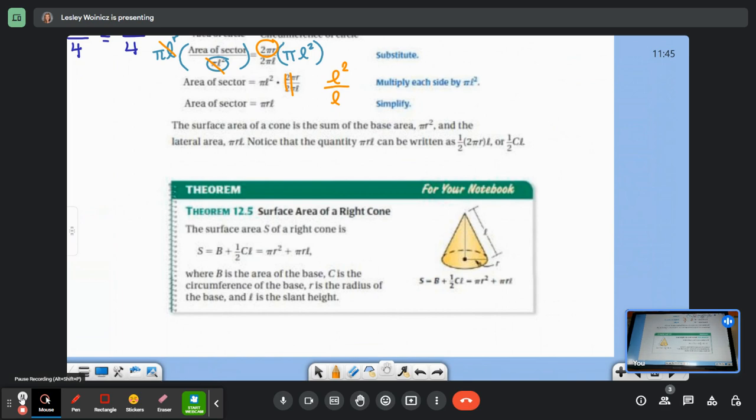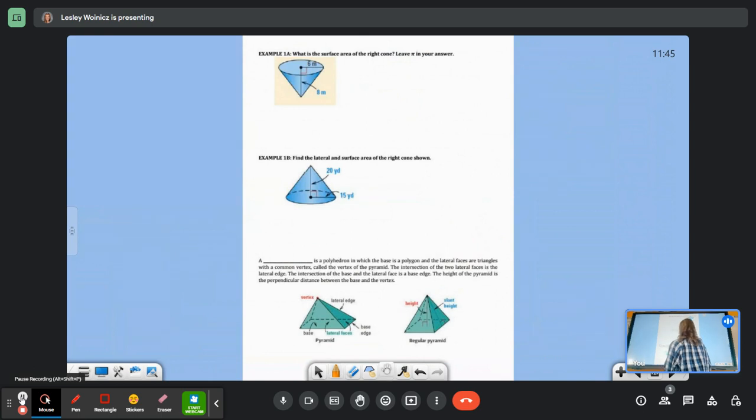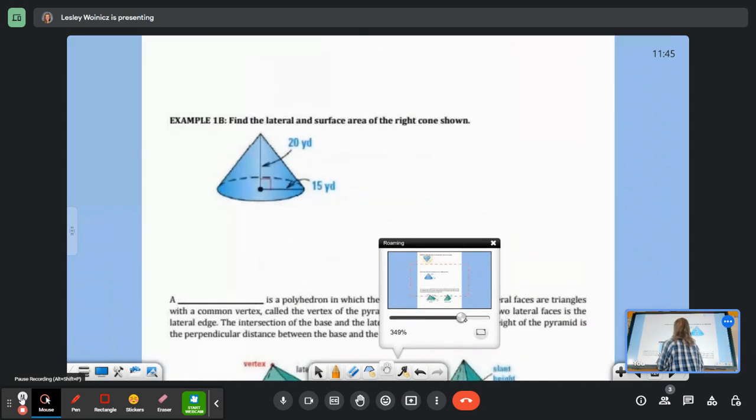Okay, so if we want the total surface area, we have to take the lateral area and the base area and add them together. Boom. Any questions about that? Okay. Let's do some examples.